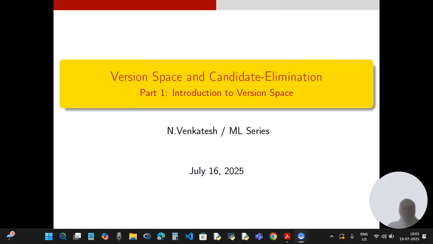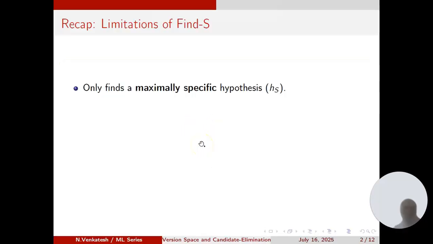In this lecture, we will be discussing what is version space. Version space is a set of all hypotheses which are consistent with the training examples, and how compactly a version space can be represented. Let us quickly recall what we had discussed in the last lecture.